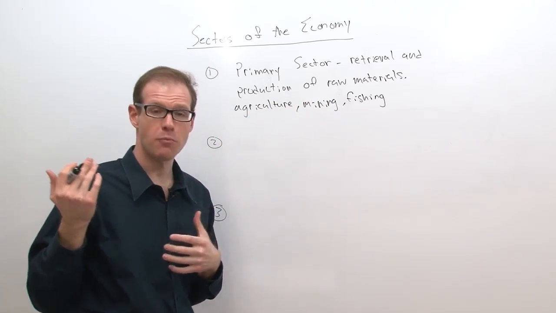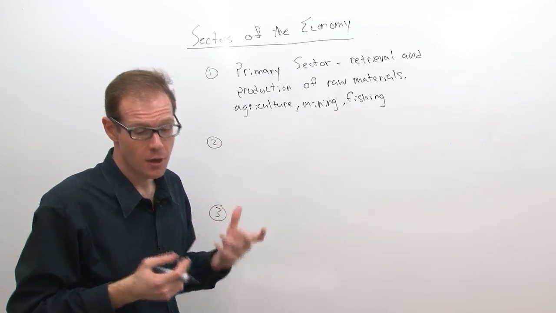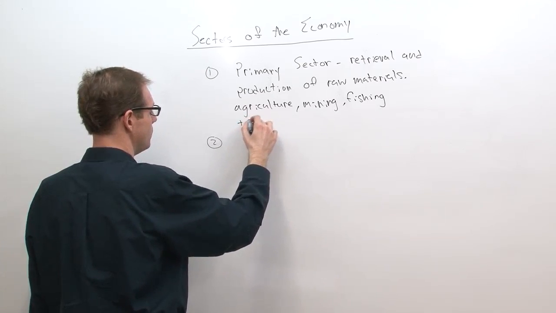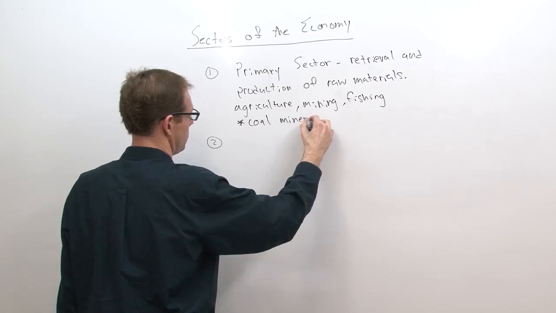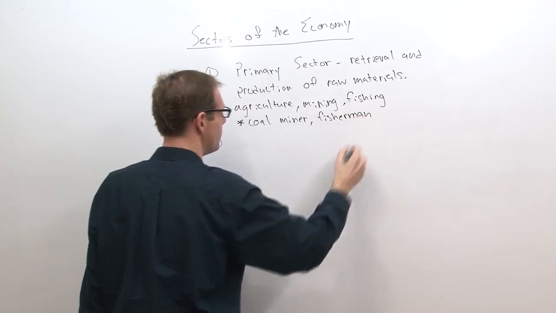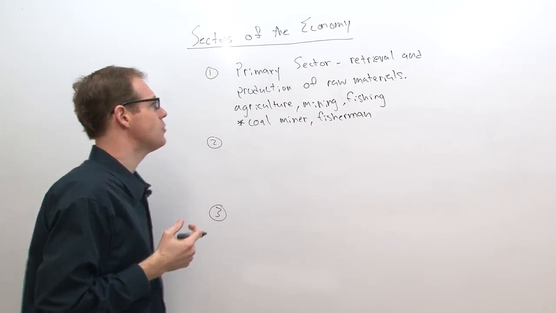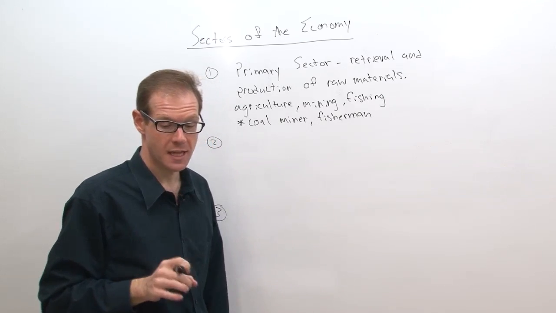So an example of some occupations in the primary sector might be a coal miner or a fisherman. I guess I can still say that is politically correct. These are all primary sector level occupations. Let's kick it up a notch. Let's go to the secondary sector.